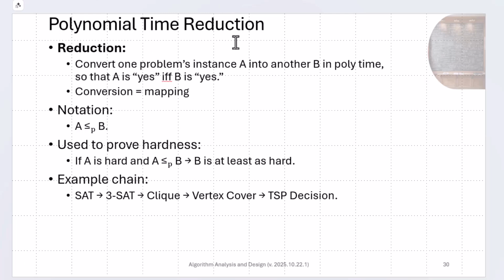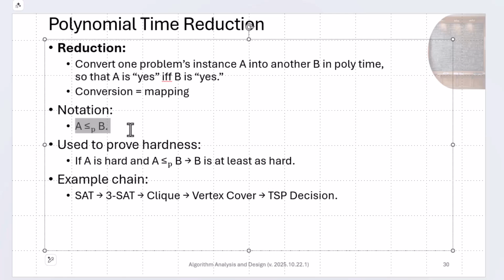Okay, so polynomial time reduction. What is a reduction? It's when you convert one problem's instance A into another problem B in polynomial time, so that A is yes if and only if B is yes. Now I should say it's a polynomial time reduction if it's in polynomial time. A reduction in general would just be if you can convert one into another. But the conversion is basically a mapping process. So the notation is that A ≤_P B if A is polynomial time reducible to B.